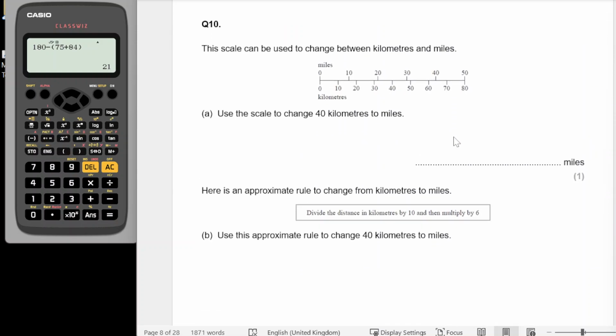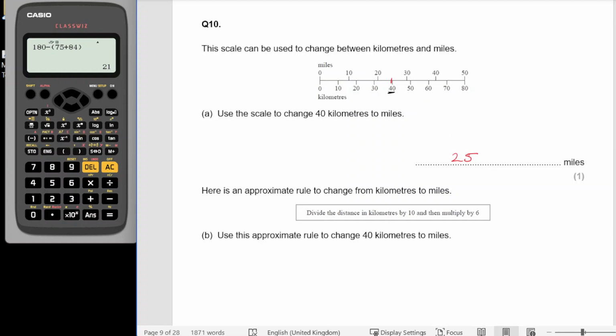Question 10. This scale can be used to change between kilometres and miles. Use the scale to change 40 kilometres into miles. So 40 kilometres into miles is slap bang between 20 and 30, so it's going to be 25.